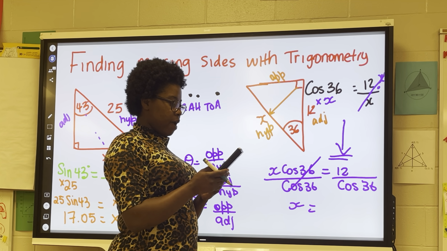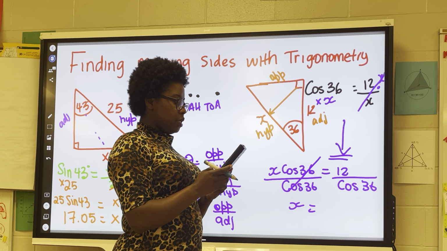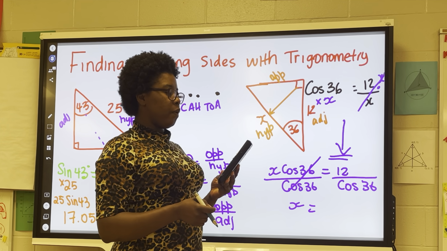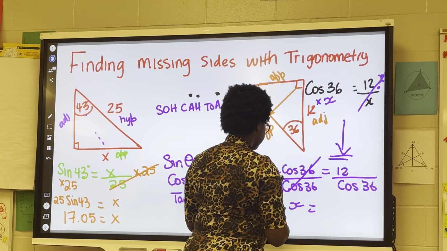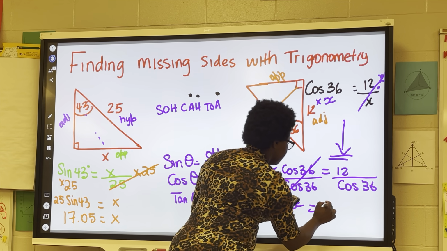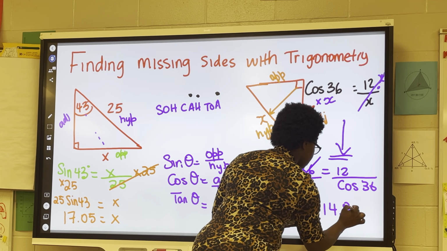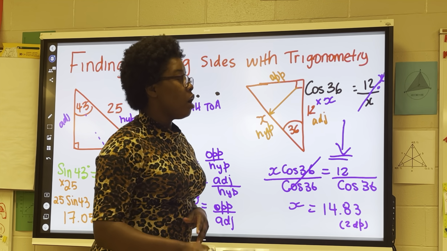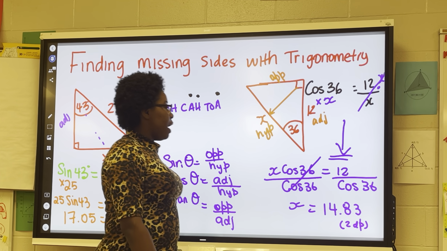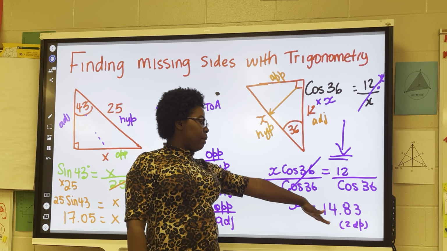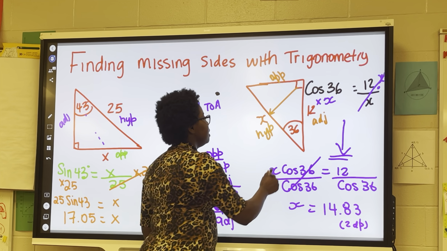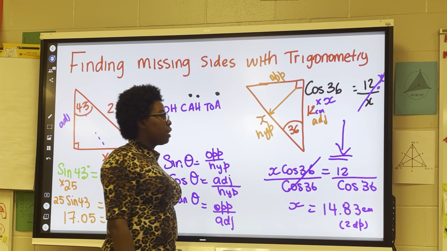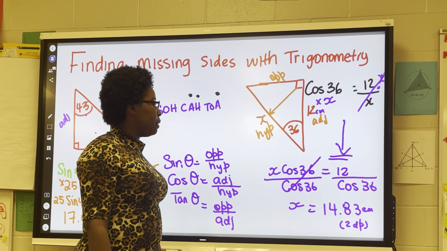So 12 divided by cos 36, and that's equal to 14.8328. I'm going to leave mine as 14.83 to 2 decimal places, and that's the measure of my length. Since I wasn't given any units, I'm going to leave it as that. But if they had centimeters on the 12 right here, you'd have centimeters here. But I wasn't given any, so I'm just leaving it as that.